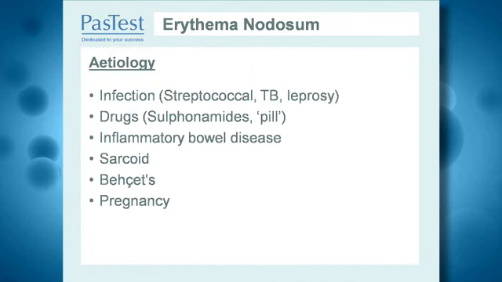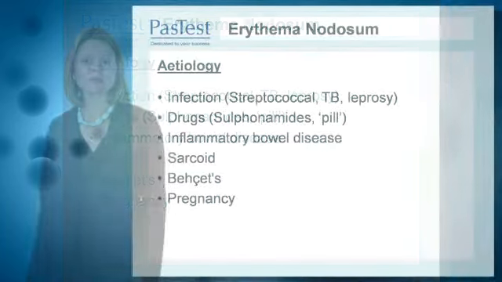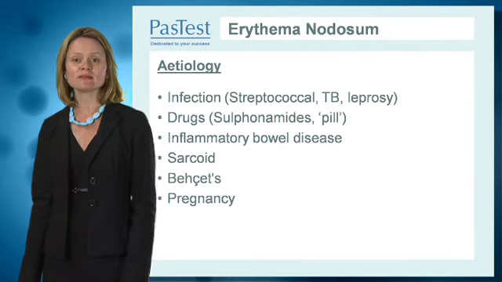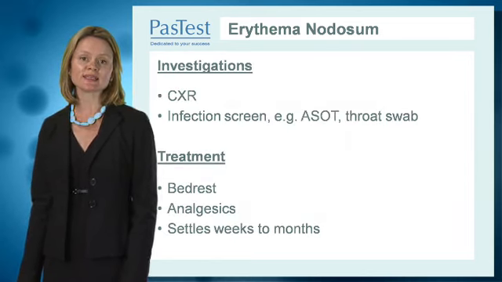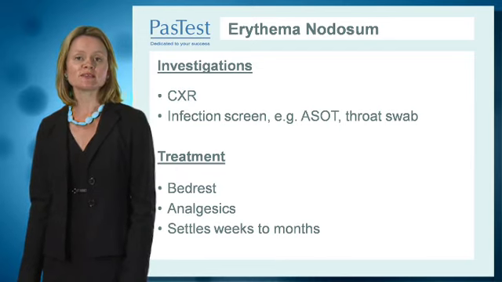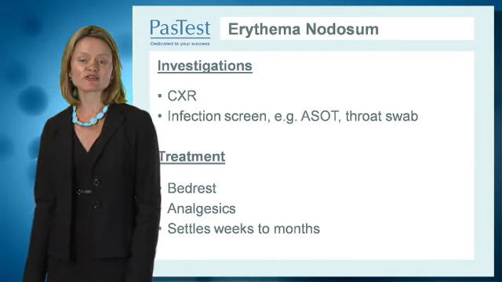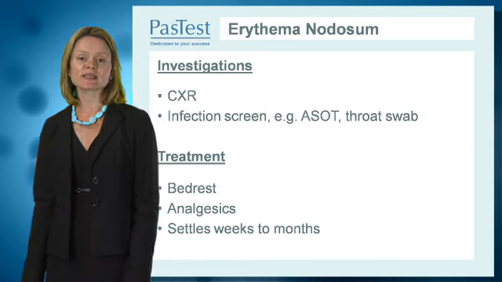And the etiology of erythema nodosum involves infection, such as streptococcal infection, which was probably the trigger in this patient, TB and leprosy, various drugs, inflammatory bowel disease, sarcoid, Behçet's, and pregnancy. And the investigations that you would want to do would be a chest x-ray to look for sarcoid or TB and an infection screen. Now back to the question, the treatment. Well, most of these cases resolve spontaneously. So the patients need to have bed rest, analgesics such as non-steroidal anti-inflammatories, and the erythema nodosum usually settles in weeks to months.